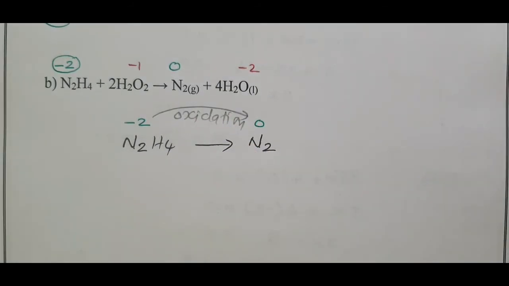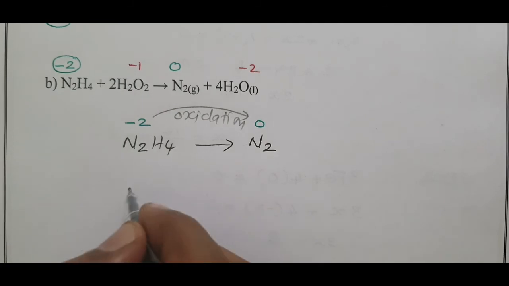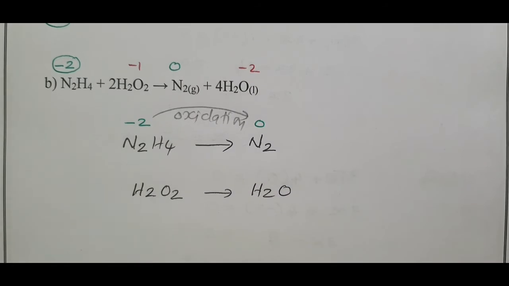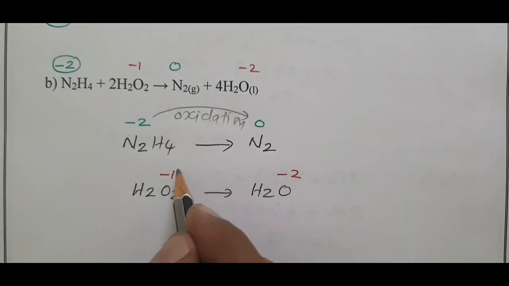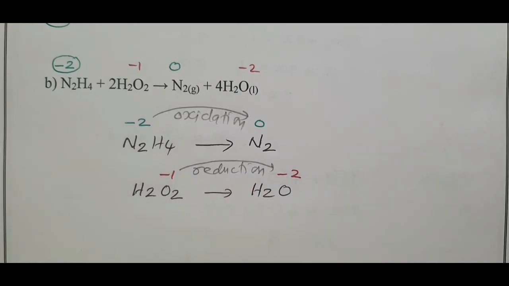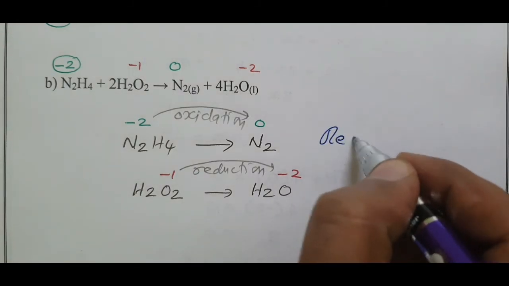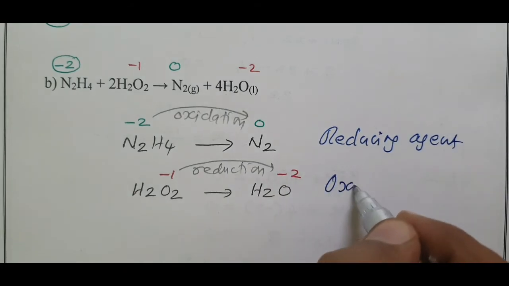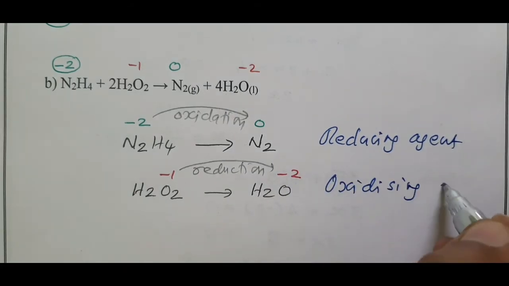And what about the other one? Hydrogen peroxide H2O2 is converted into H2O, water molecule. In hydrogen peroxide, as in all peroxides, oxygen oxidation state is -1; in water, oxygen oxidation state is -2. When we move from left to right, the oxidation number decreases, therefore it is called reduction. So, which compound undergoes oxidation, is called the reducing agent? Hydrazine is our reducing agent and this is called the oxidizing agent.